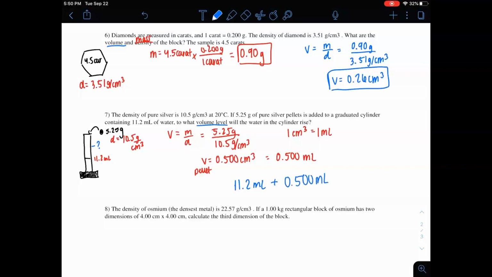So when I add those together, just for full clarity, my volume level is going to be equal to 11.7 milliliters. And again, one decimal place because it's an addition-based problem. So our final answer there is 11.7 mL.